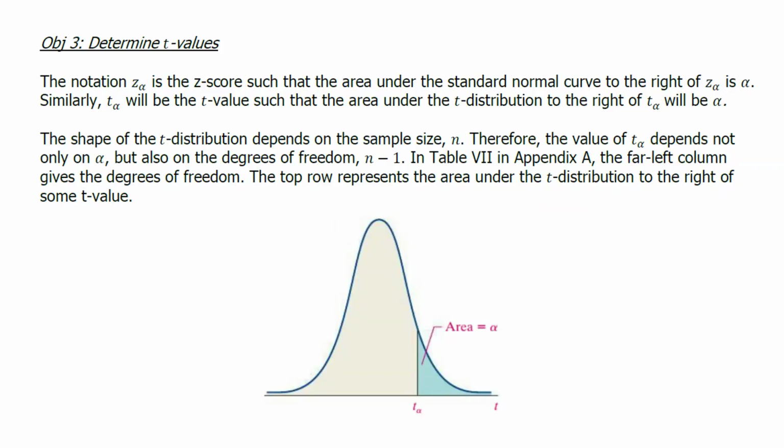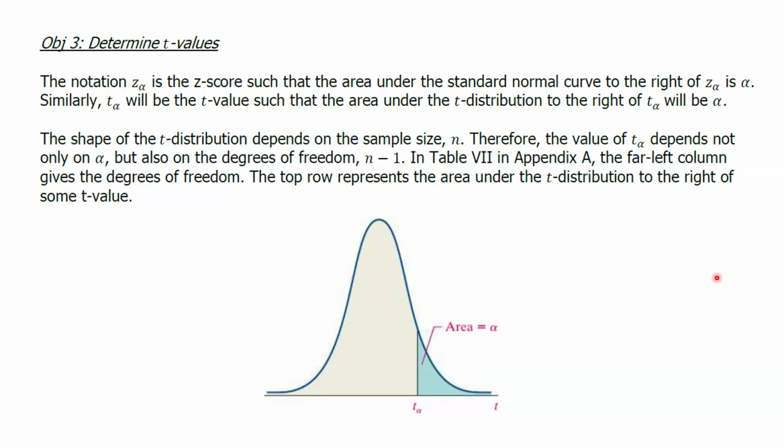So what does this mean? Just like when we found z-scores for the normal distribution, we can find t-values for the t-distribution. The subscript, this alpha, tells you what area is in the tail.